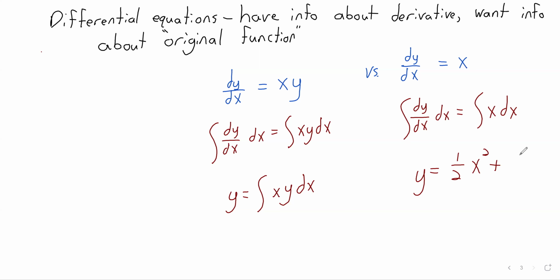So you see what's happened if we compare these cases. On the right, we were able to just do everything. We integrated x, we got 1/2 x squared, y is 1/2 x squared plus c. Here, we got this horrible bit of recursion.